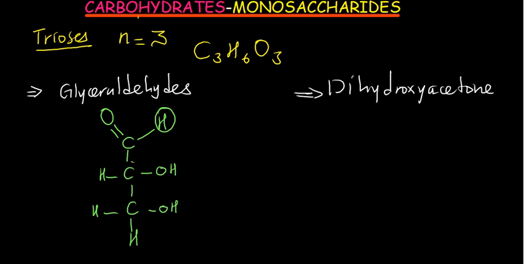So this carbon has got 4 bonds, this carbon has got 4 bonds, and then this carbon has also 4 bonds. 1, 2, 3, then for this one. So make sure that every carbon has 4 bonds. So this is the structure for glyceraldehyde. You need to know it.